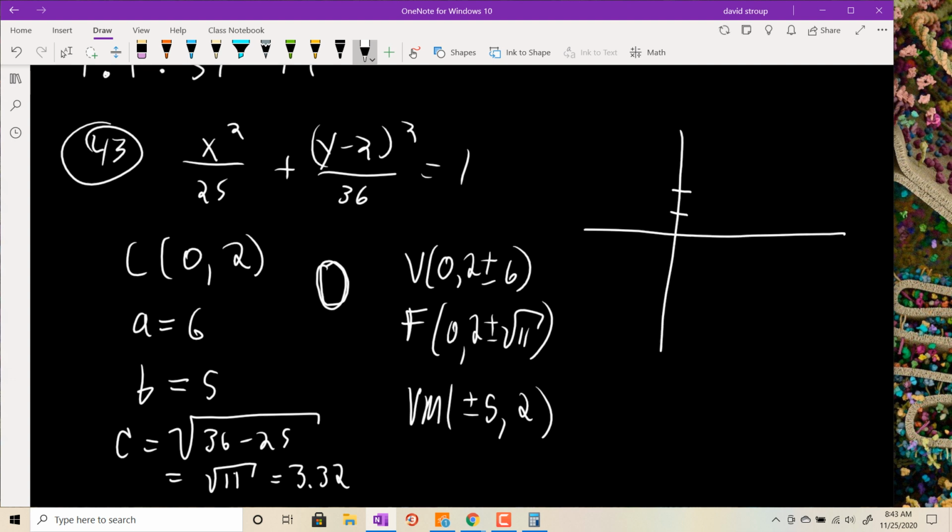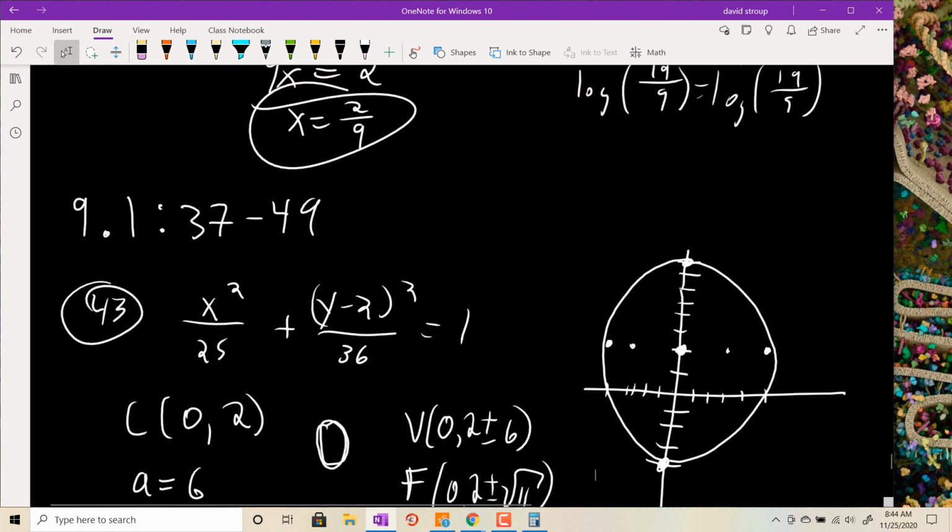Okay, so I'm going up and down by 6 to get to the vertices. 1, 2, 3, 4, 5, 6. And then I'm going left and right by 5. 1, 2, 3, 4, 5. And then I'm getting my foci up and down by 3.32. 1, 2, 3, point 32. And that should do it for the picture.